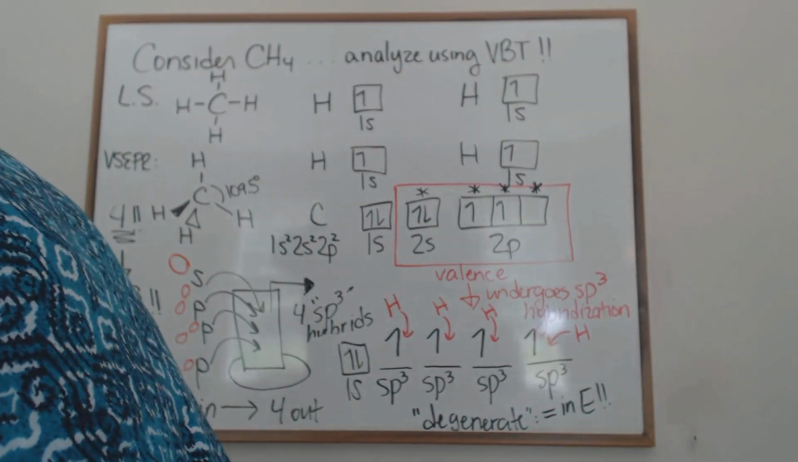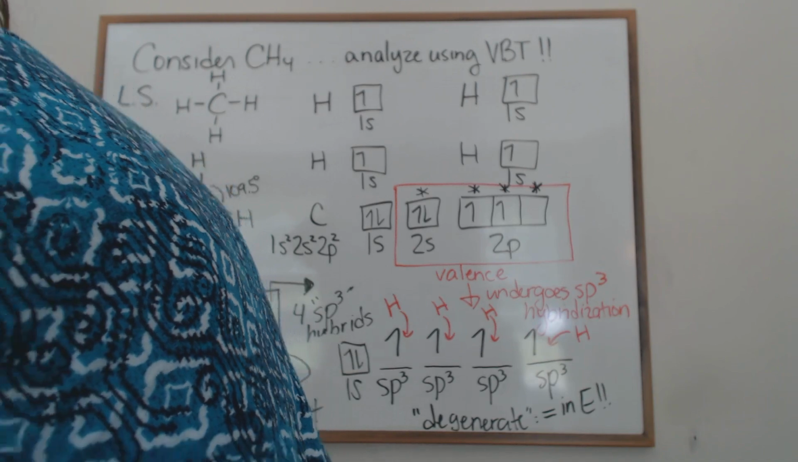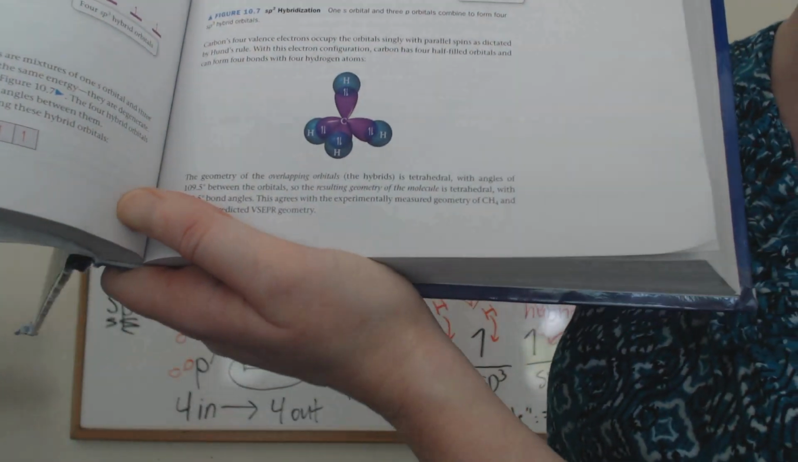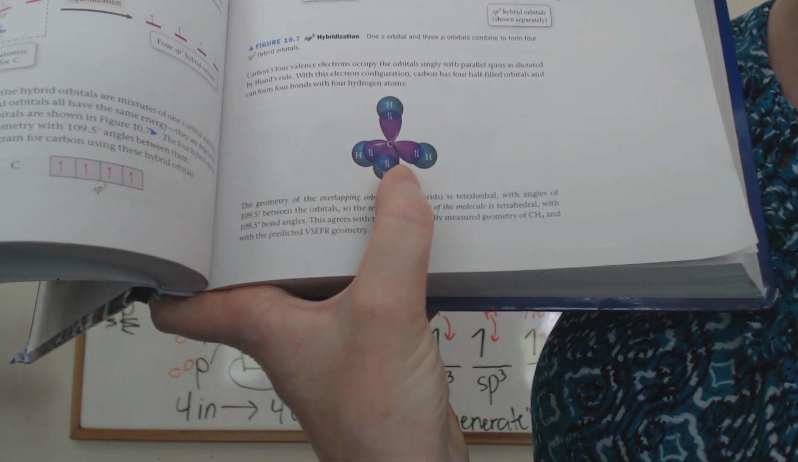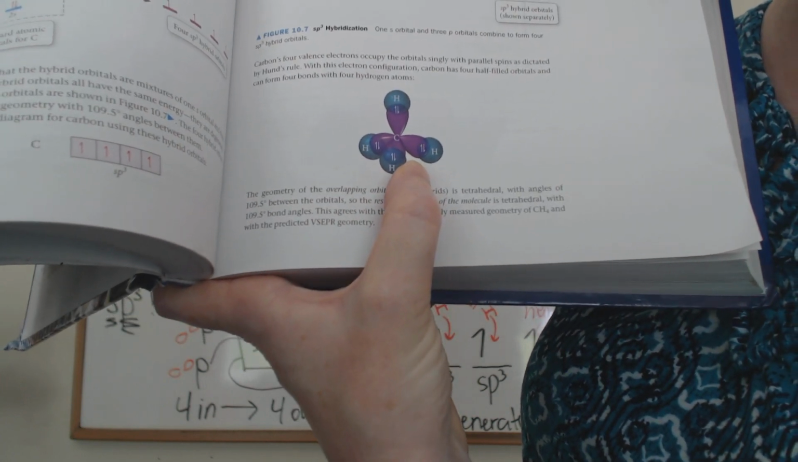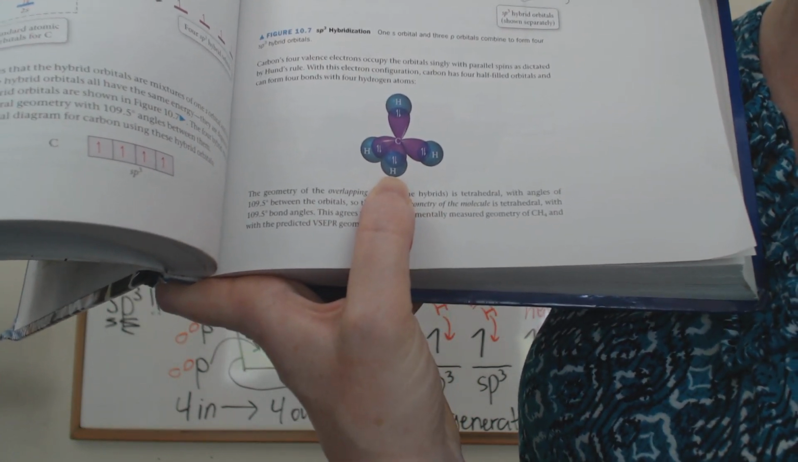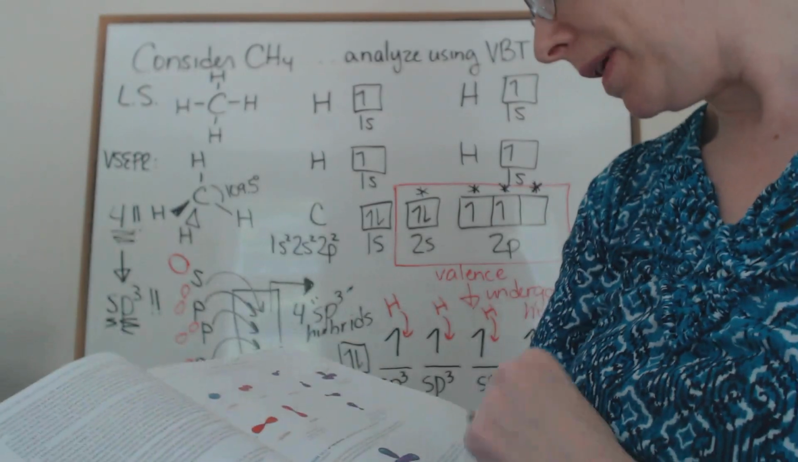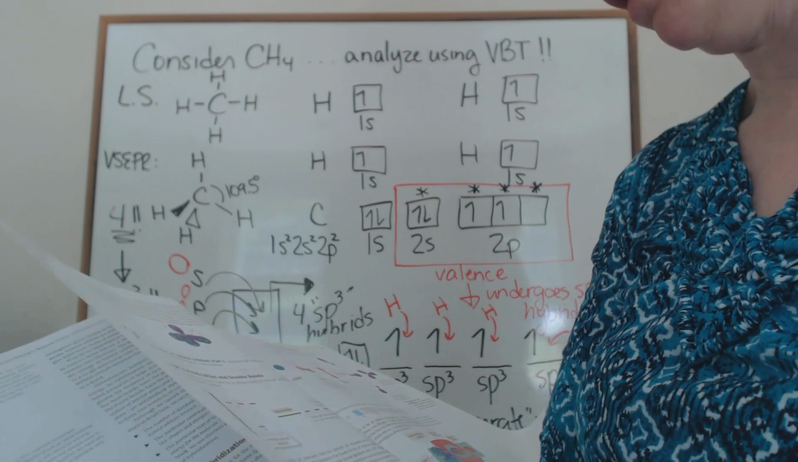Well, they don't have that molecule in your book, so I can't show you this. Oh, yes, they do. There it is right there. Carbon's hybridized orbitals, now in purple. Hydrogens, 1s orbitals being used for the bond.